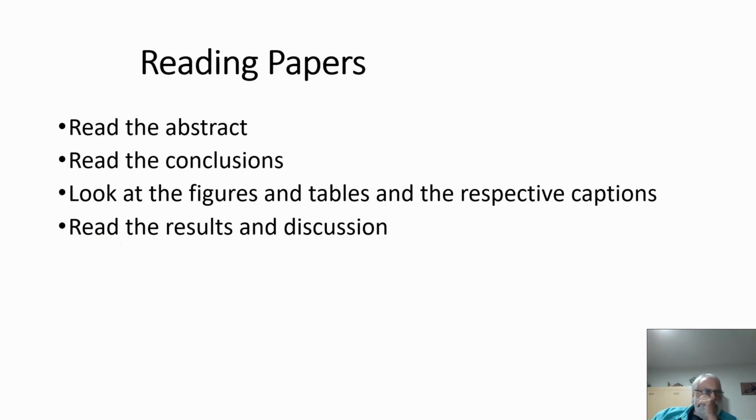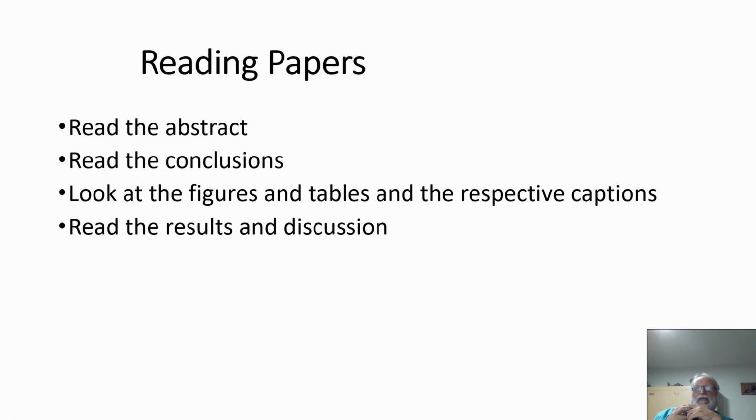Reading papers. Whenever you first start reading papers, a lot of times it depends on what your intention is. But what I will frequently do is almost always read the abstract. The abstract will tell you a lot about the paper, give you an idea of whether or not it's worth looking into, and understanding what you might want to find.